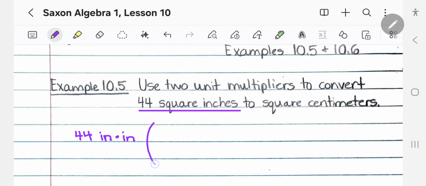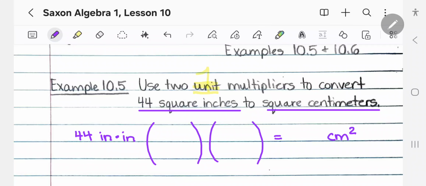Now, we need a unit multiplier, and it tells us we're going to need 2 unit multipliers. So let's go ahead and leave a space for 2 unit multipliers. And we know that our answer is going to end up in square centimeters. So we should end up with some number of square centimeters. Now, where do we get our unit multipliers? Well, remember it's called unit because it's equal to 1.